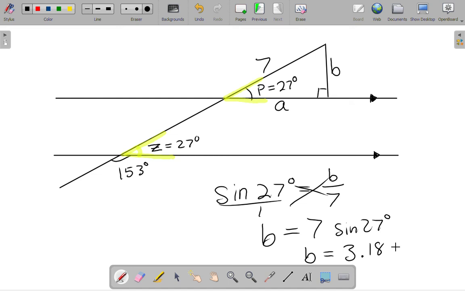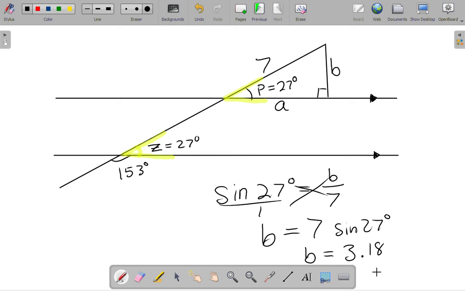Except I got a different answer than the book. Why'd we get a different answer than the book? Anybody know? The book says 3.15. We got 3.18. Who's right? Who's wrong? We're both right.